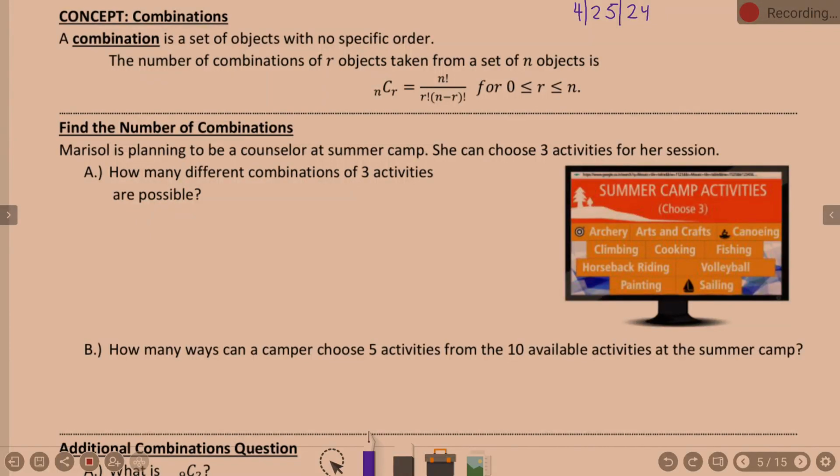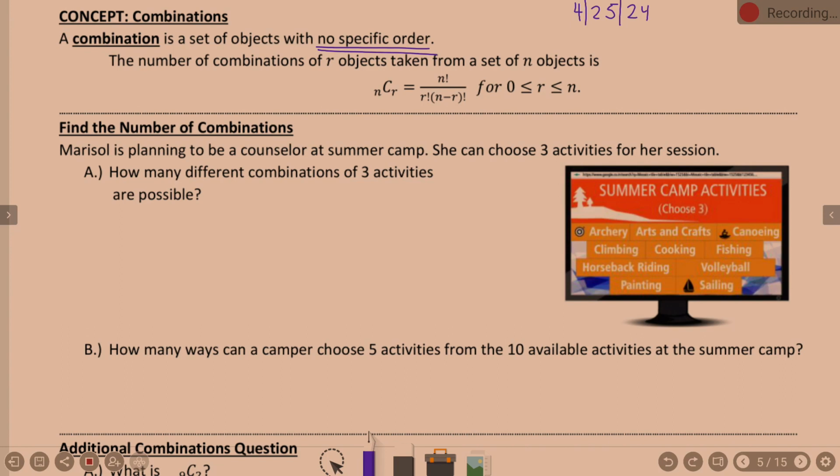Left off yesterday talking about permutations. And in a permutation, if you recall, order does matter. Okay? Today we're going to talk about the other half, which is combinations. Combinations is a set of objects with no specific order. So here you'll hear me say order does not matter.